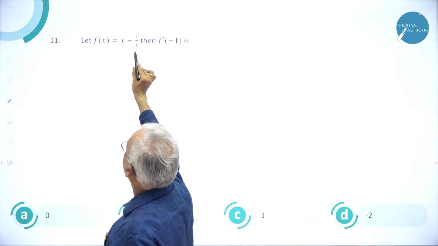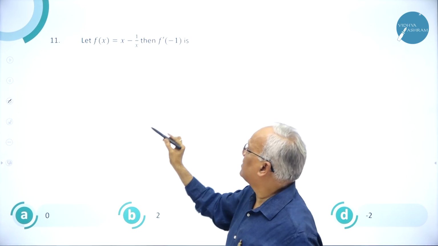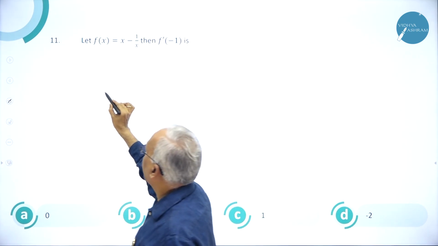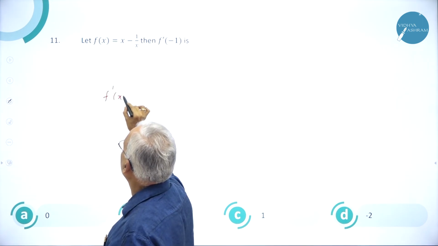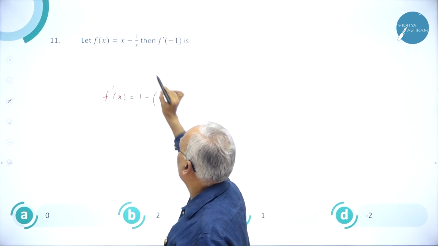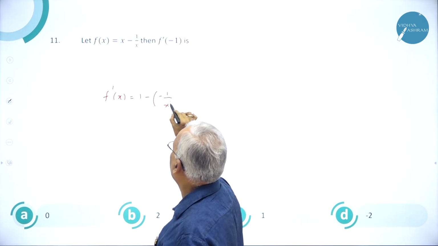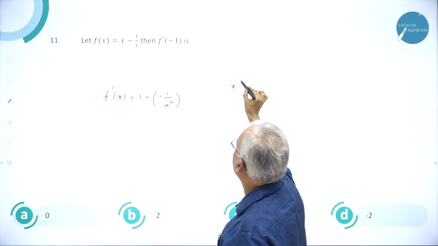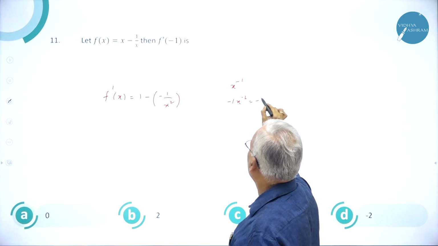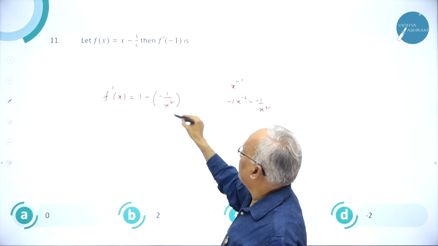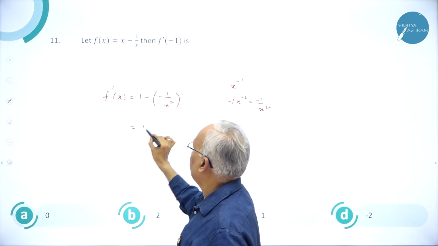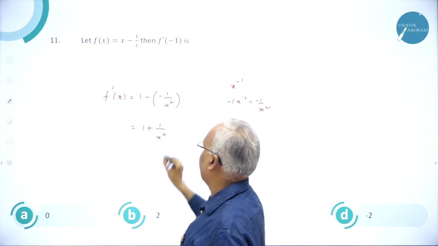Next question, 11. Let f of x is x minus 1 by x. Then f dash minus 1. You want the derivative at x equal to minus 1. So find f dash x first. F dash x is equal to 1, the derivative of x is 1, minus the derivative of 1 over x, which is minus 1 by x squared. You know that 1 over x can be taken as x power minus 1. Differentiating, you get minus 1 into x to the power minus 2, that is equal to minus 1 over x squared. So you can write directly the derivative of 1 over x is minus 1 by x squared, so f dash x is equal to 1 plus 1 divided by x squared.